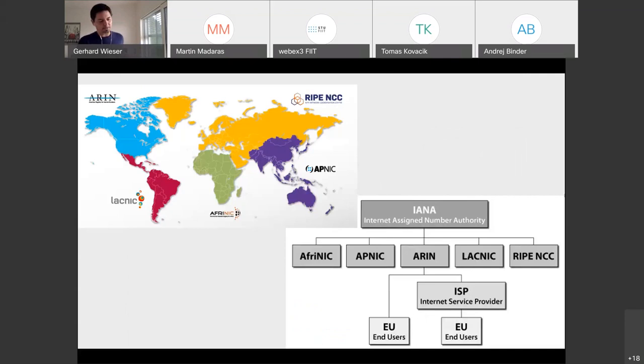IANA hands out the ability to assign numbers to these sub-organizations, and I'm sure you've seen that before. There are different sub-organizations. The one for Europe is the RIPE organization, and they are in charge of these different geographic entities. I'm sure there are people who know much more, maybe contribute to one of those, or are part of one of those organizations. If you ever need provider-independent address space or an AS number, you would go to them and apply for that.